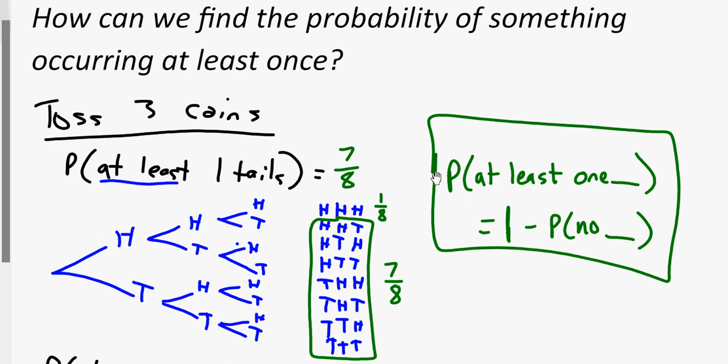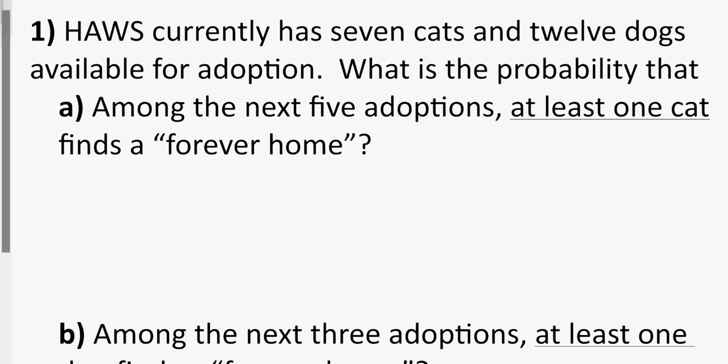So we're going to utilize that by looking at 2 examples here. So Hawes currently has 7 cats and 12 dogs available for adoption. What is the probability that among the next 5 adoptions, at least one cat finds its home?